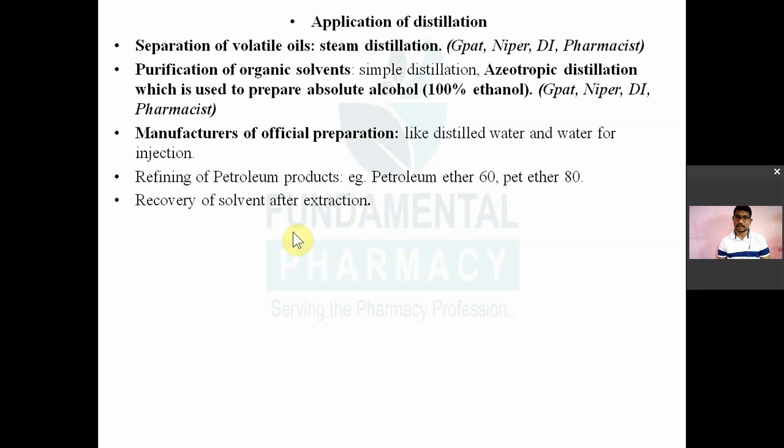Okay, recovery of solvent after extraction. Whatever extraction you are doing in your lab, for example, if you want to extract some alkaloids, glycosides, or some crude material, you are using various kinds of organic solvents like ether, chloroform, alcohol. So for the recovery of that product, you are using distillation.